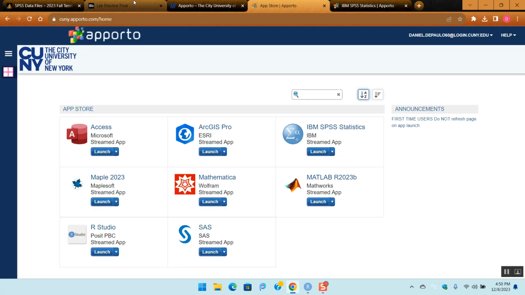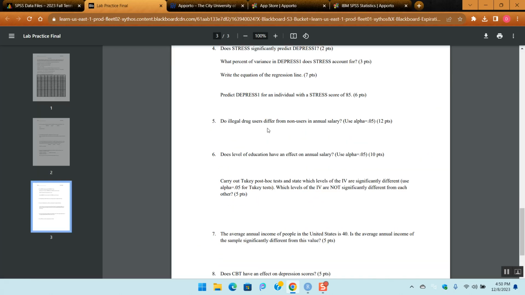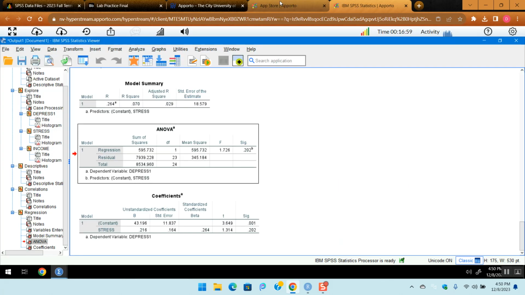Okay. Next. Do illegal drug users differ from non-drug users in annual salary?